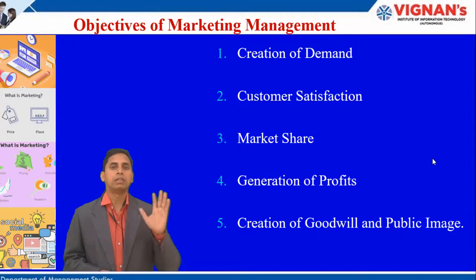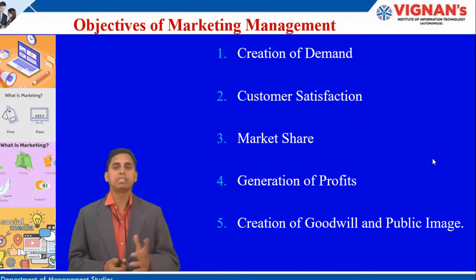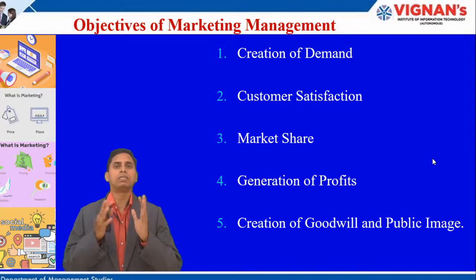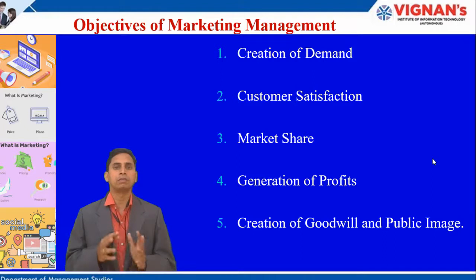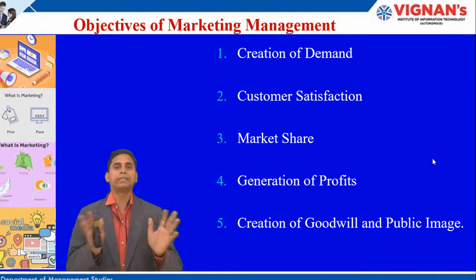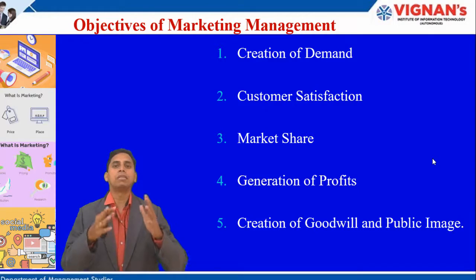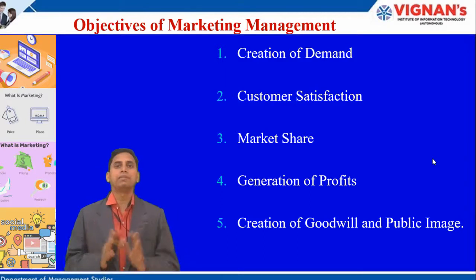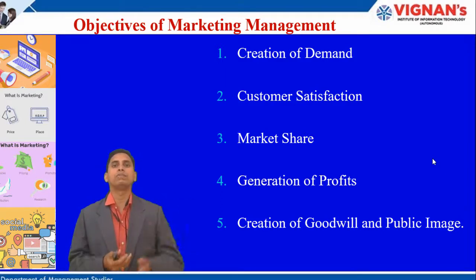And also, another objective of marketing management is the creation of goodwill and public image. Nowadays, profit achievement alone is not important for organizations. It is also equally important for organizations to create some goodwill in the market about the company and the products, and also create a good public image, because these two collectively will lead the organization for the years ahead. So that is why goodwill and public image is also important, and that is also being achieved by marketing management itself.